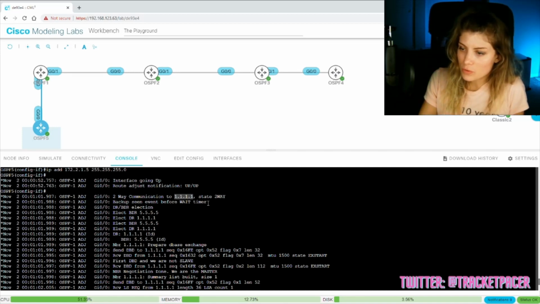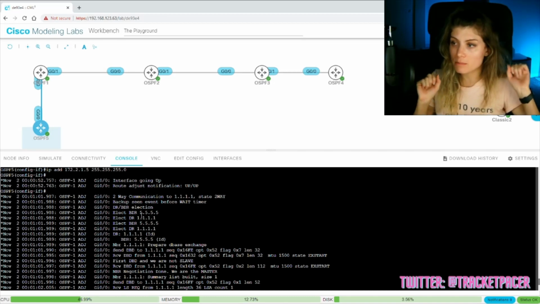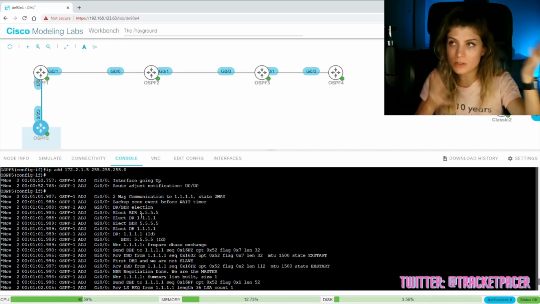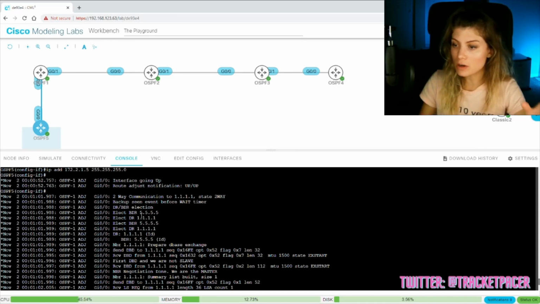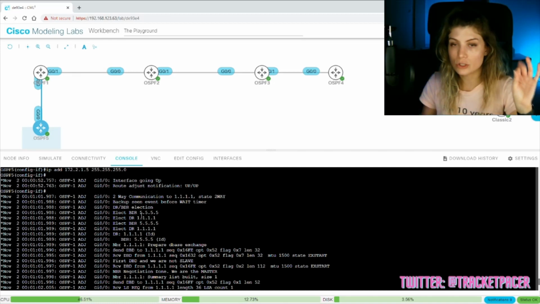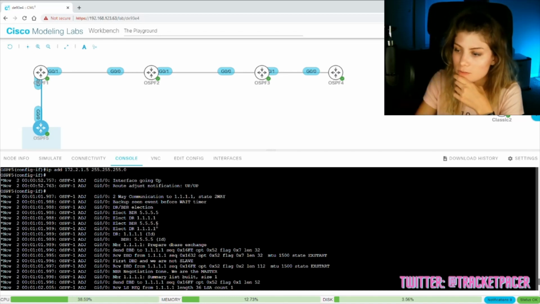Backup seen event before wait timer. I don't know exactly what that means, but I guess I could guess. DR BDR election is happening. So if I remember correctly, and I'm going to look this up in just a minute, so I'm not just lying, I'm really working on the neighbor states for all the different protocols, specifically OSPF, EIGRP, and BGP, right? So OSPF, I'm pretty sure the BDR DR election typically happens right after two-way, between two-way and ExStart. So we'll see if I'm actually right.